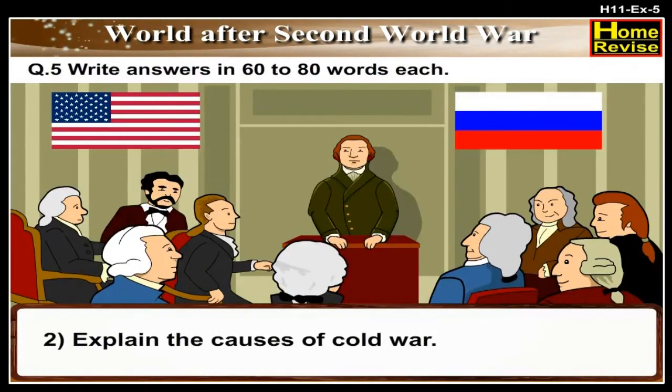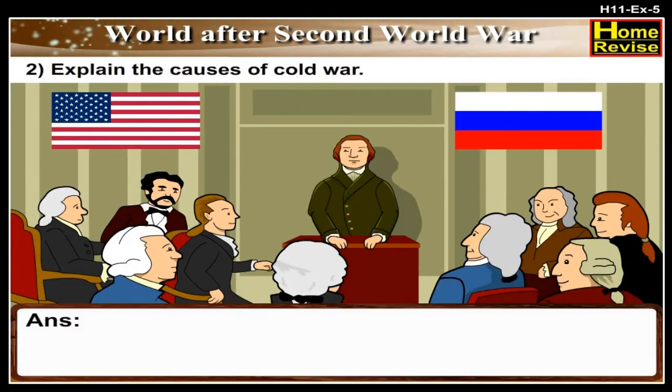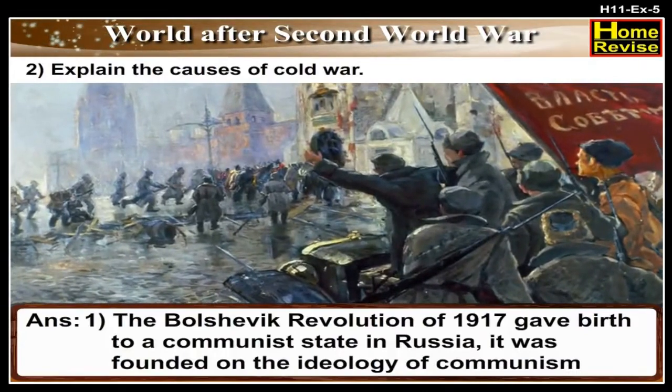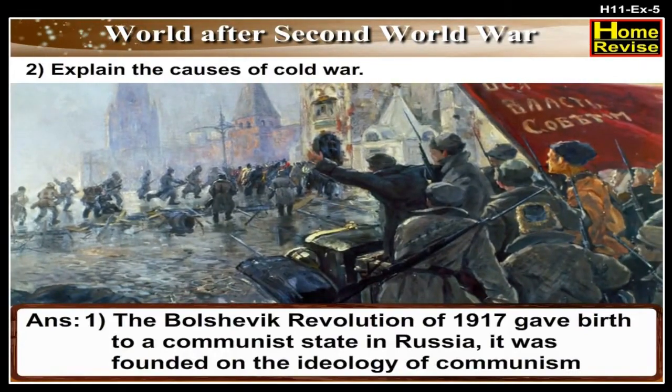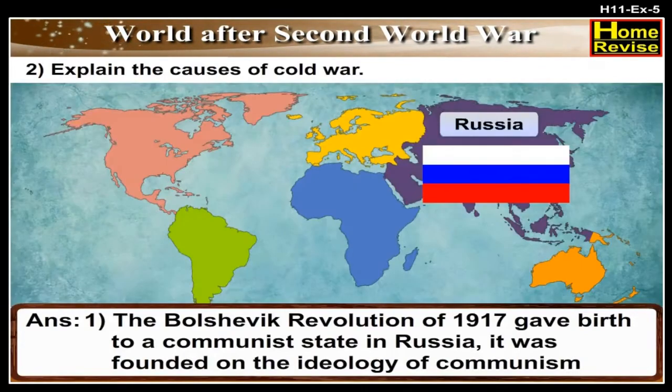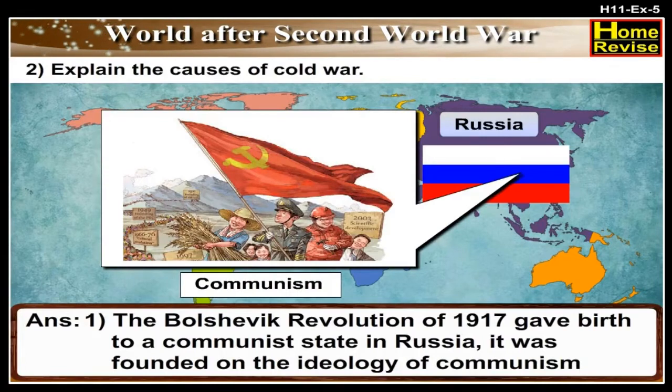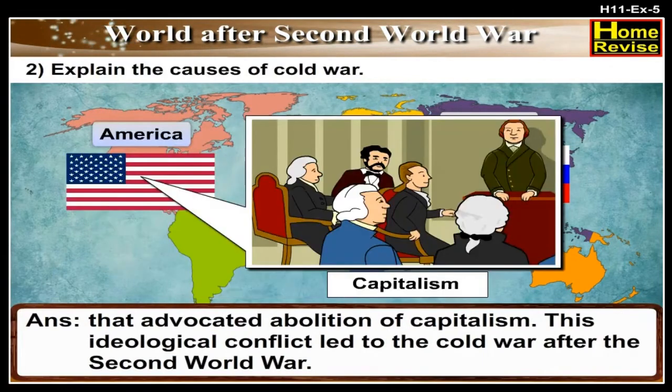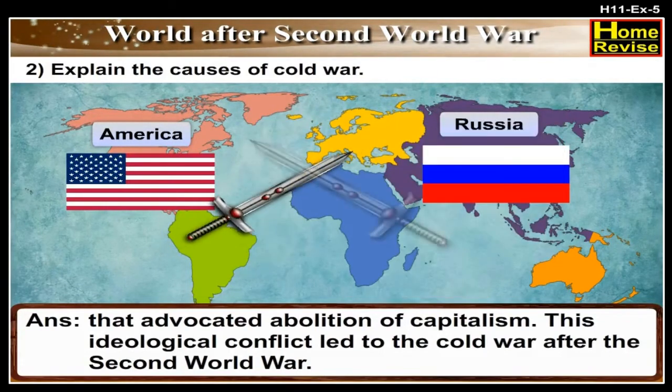Two. Explain the causes of the Cold War. Answer. Number 1. The Bolshevik Revolution of 1917 gave birth to a communist state in Russia. It was founded on the ideology of communism that advocated abolition of capitalism. This ideological conflict led to the Cold War after the Second World War.